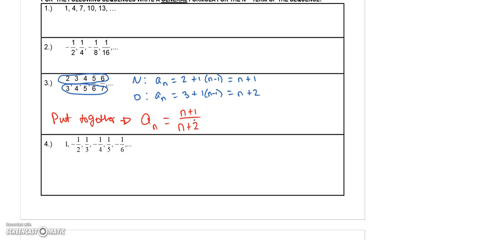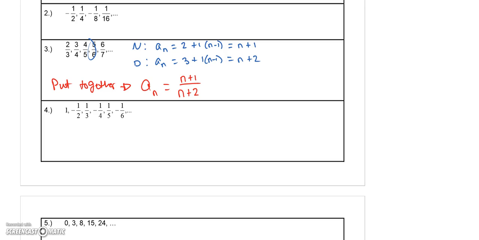And we can check this. Let me erase these circles real quick. If I look for a_1, I would do 1 plus 1, which is 2, and 1 plus 2, which is 3, giving me 2/3. If I look for a_4, 4 plus 1 is 5, 4 plus 2 is 6, 5/6, right? So that works out.